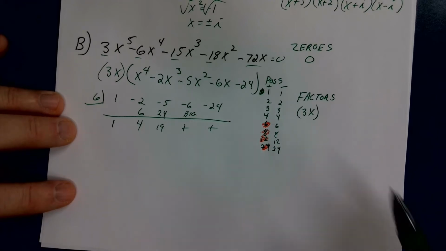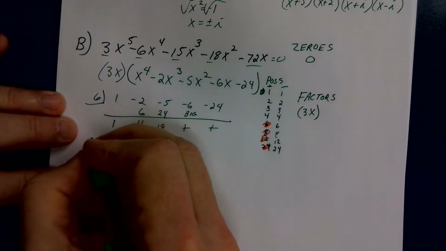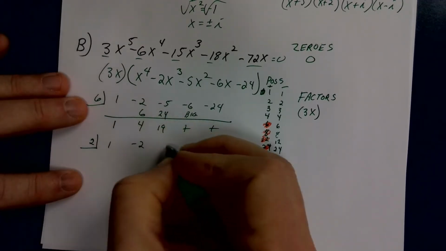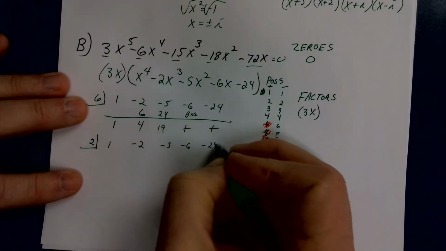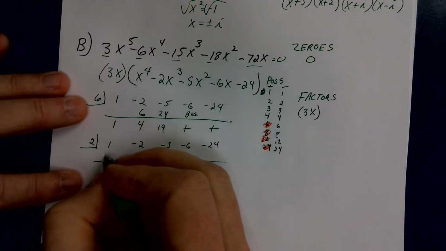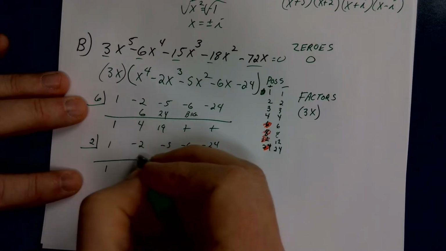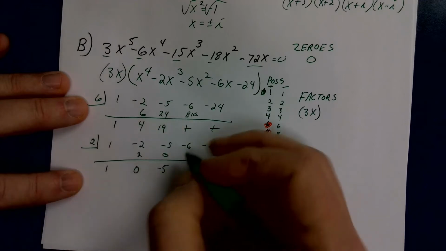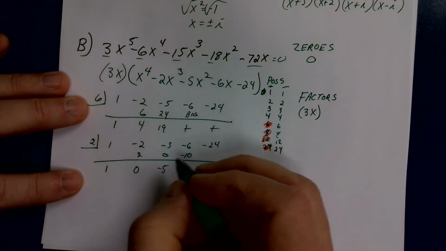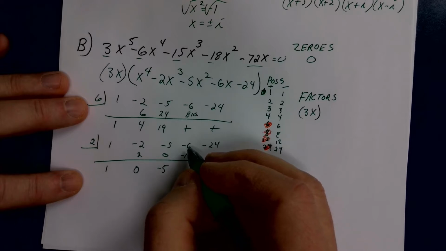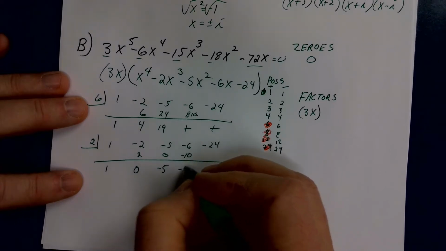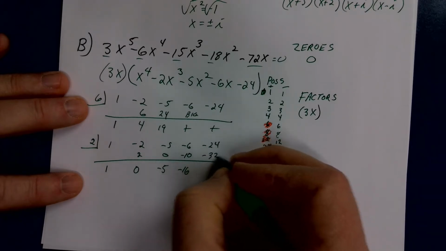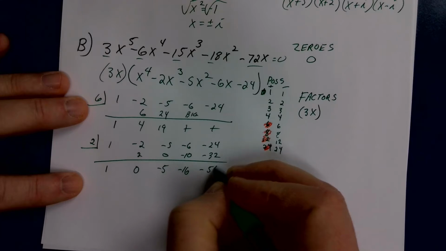Okay, so let's go ahead and try 2. I don't know, let's try 2. And this is what happens. You just try stuff and see if it works. 1, negative 2, negative 5, negative 6, negative 24. Bring it down. 1 times 2 is 2. That's a 0. 2 times 0 is 0. That's a negative 5. 2 times negative 5 is negative 10. Negative 10 and negative 6 is negative 16. And 2 times negative 16 is negative 32, and that's negative 56.